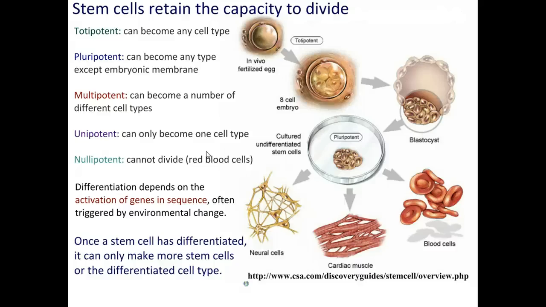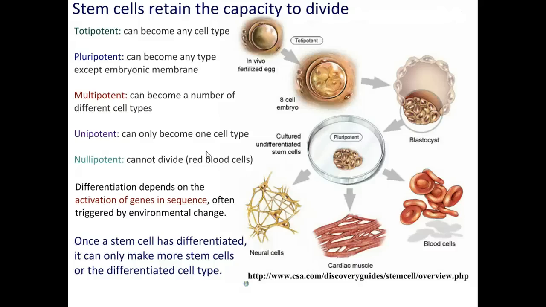They've narrowed their choices, I guess, if we consider them to be conscious beings. They've narrowed the choices of things that they can become. Multipotent is even more narrow. Unipotent can only become one cell type, and nullipotent can't divide anymore. So we have certain cells that are multipotent and unipotent in our body right now. So when your skin gets cut, your body repairs itself, and those cells can be considered multipotent, or probably more so unipotent, because they can replace the skin cells.